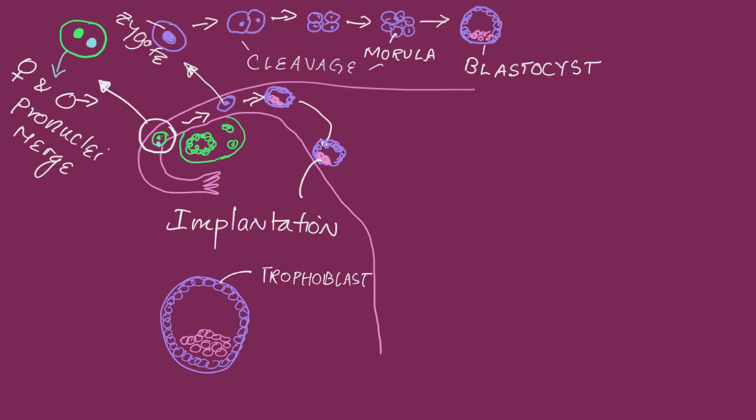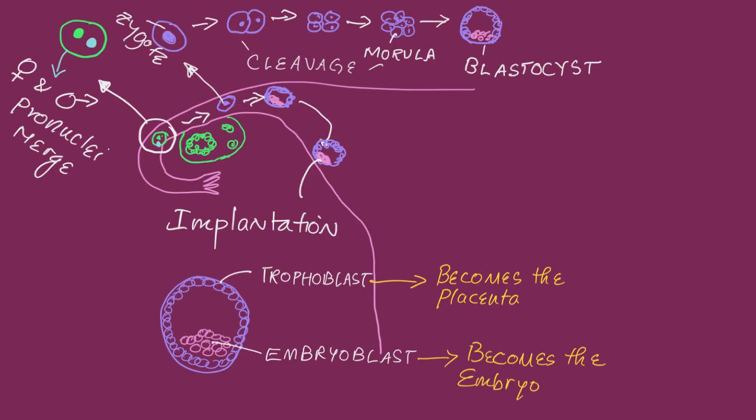Here's a closer look at the blastocyst. We have the blue-colored cells forming the trophoblast and the pink cells forming the embryoblast. The trophoblast becomes the placenta and the embryoblast becomes the embryo. Once the implantation occurs, the cells of the trophoblast release a hormone called human chorionic gonadotropin, or HCG for short. HCG forms the basis of the pregnancy test.